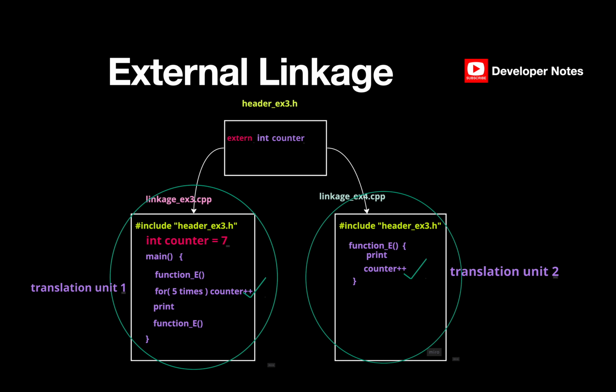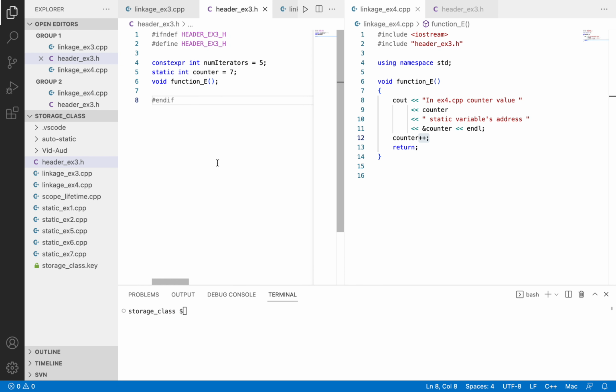Let's dig into external linkage. An identifier has the property external linkage if it is accessible or visible to every translation unit. Extern gives the variable external linkage. Externally linked identifiers are shared among translation units.